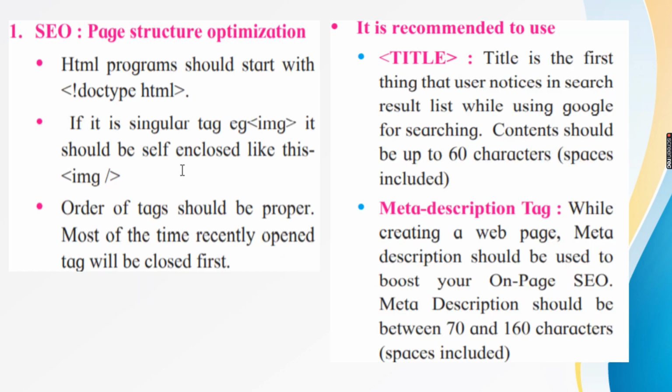So the first one is page structure optimization. That means which tags are necessary to be used. HTML programs should always start with doctype HTML, because doctype HTML represents HTML5 and higher versions of HTML. All the latest browsers are not following the older versions of HTML, they are following HTML5 and higher versions. So it's necessary that you use the doctype HTML tag.